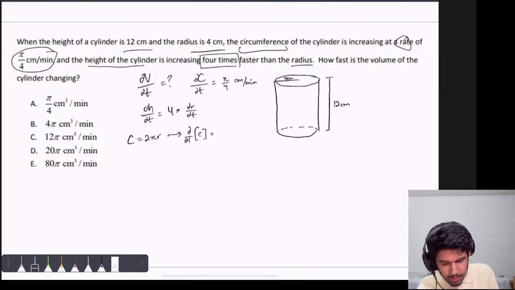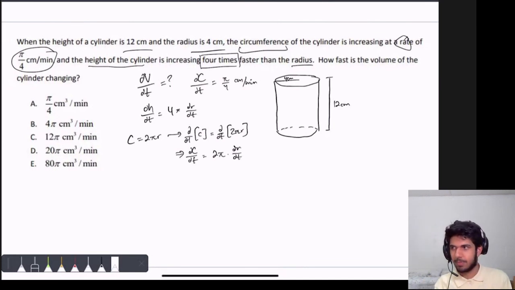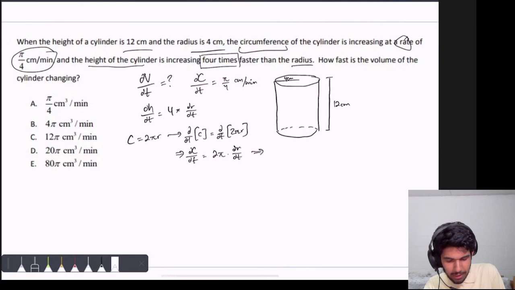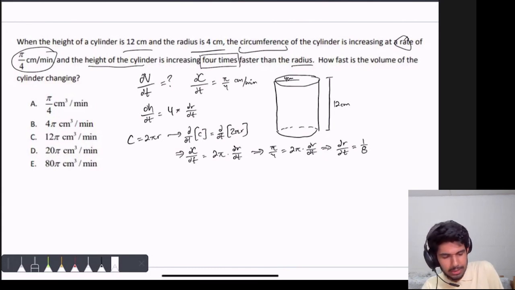d dt of c equals d dt of 2 pi r. So that tells us dc dt equals 2 pi, which is a constant, times the derivative of r with respect to t. Right? So that's actually pretty nice, because we're given dc dt. We're given that that's pi over 4, and that equals 2 pi times dr dt. And that just tells us, solving for dr dt, that's equal to 1 over 8. And our units on that should be centimeters per minute.